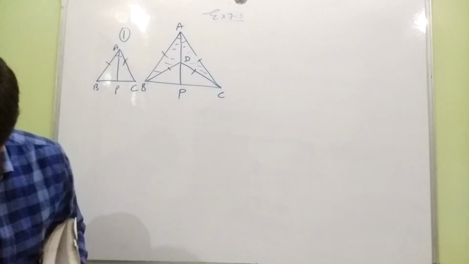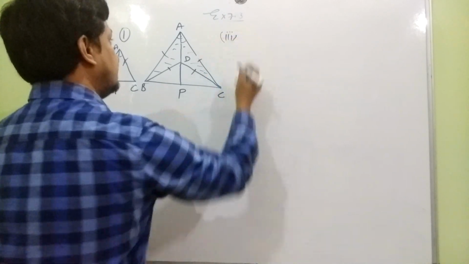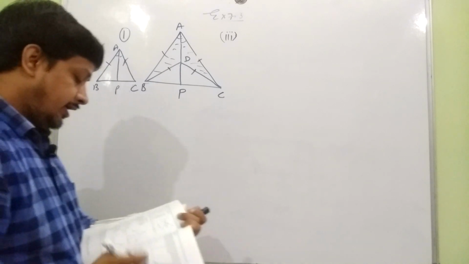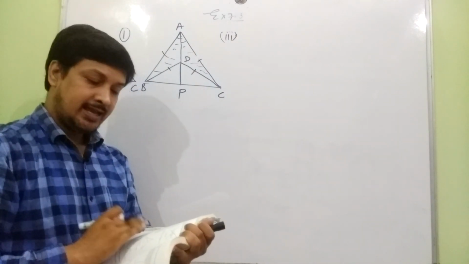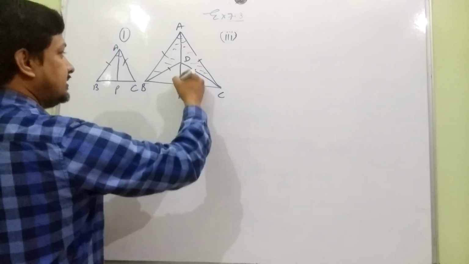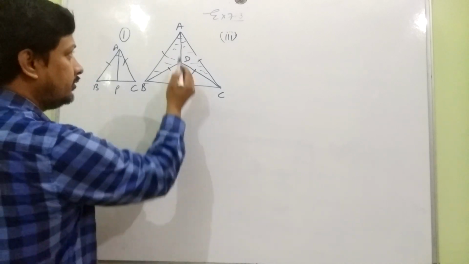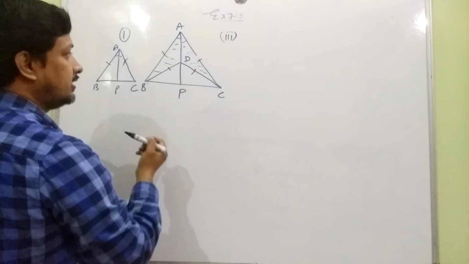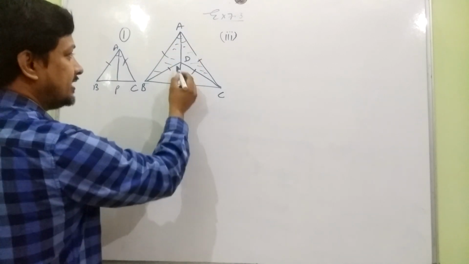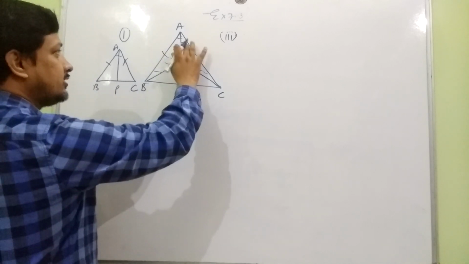Now we will do its third part. So in third part what we have to prove? In third part we have to prove AP bisects angle A and angle D. AP bisects angle A. AP is the line which bisects this angle. What it means? We have to prove this angle to be equal to this. And in second time we have to prove AP also bisects angle D. This angle to be this.